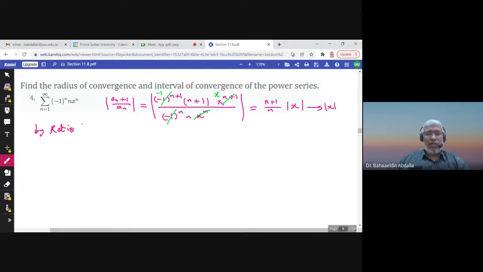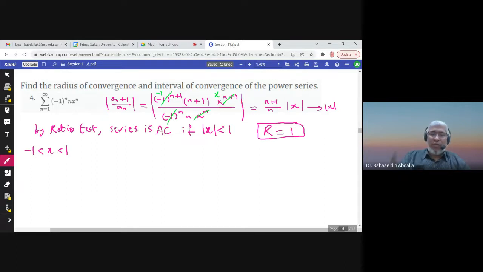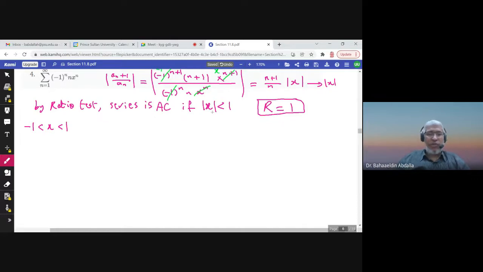So by ratio test, this series is absolutely convergent if absolute value of x is less than 1. This means that the radius is 1. This is the radius of convergence. And solving this equation, this interval, x is between negative 1 and 1. So the interval of convergence is negative 1 to 1. But we have to study the endpoints of the interval individually using other tests.